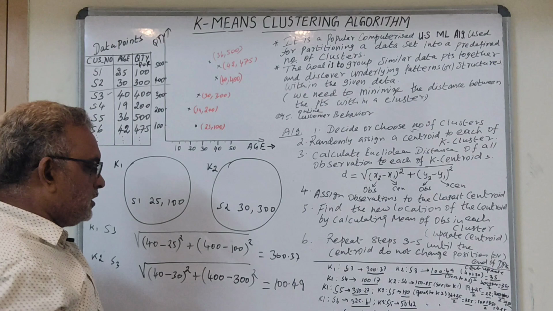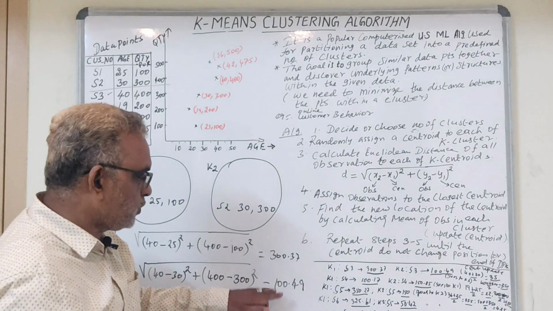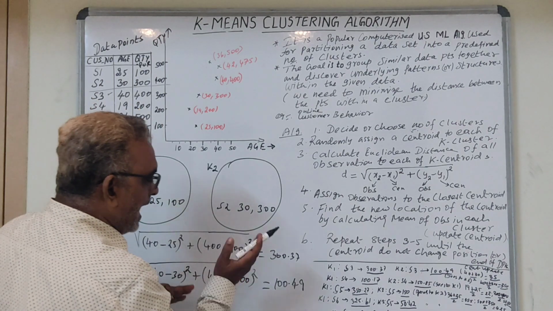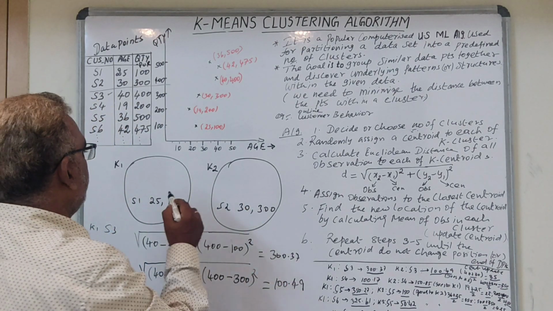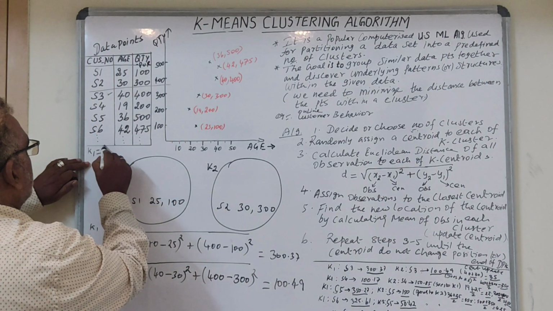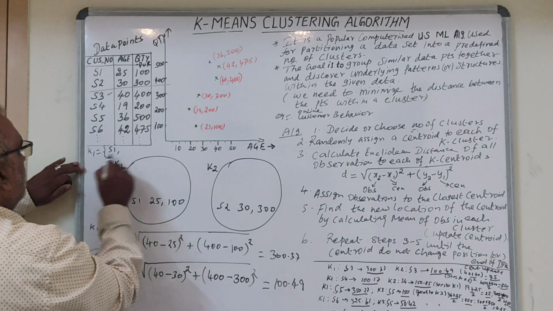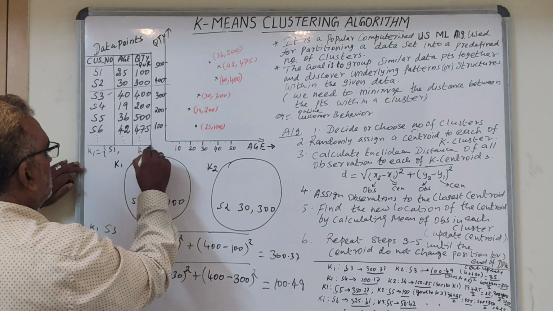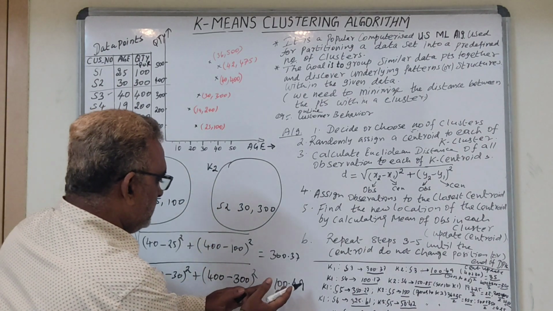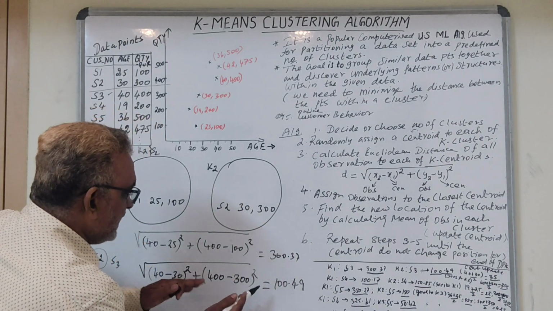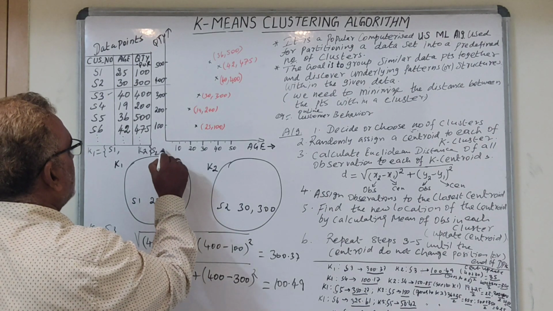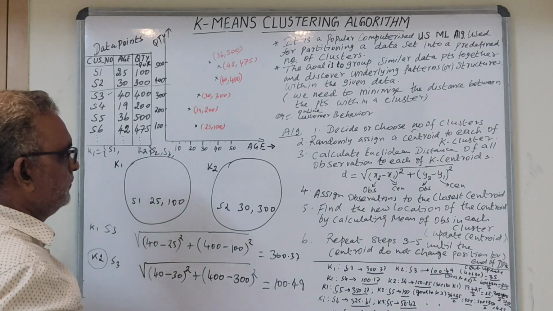Now just compare these two values, which is closer. Cluster K2 has the smaller value. So what you have to do? You have to update this K2 value. K1 contains S1, and K2 contains S2. Our next value is S3. S3 is closer to only this cluster K2. So now you can add this value S3 here.